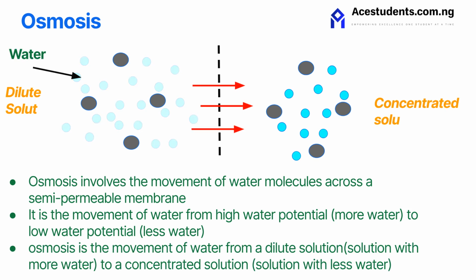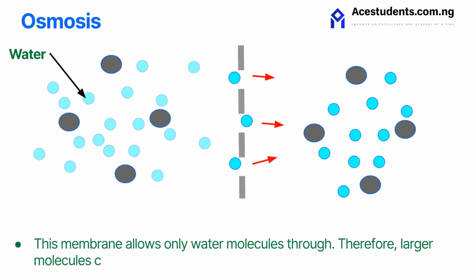We can also describe this as the movement of water from a dilute solution, which has more water, to a concentrated solution, which has less water. The selectively permeable membrane only allows water molecules to pass through, while larger molecules cannot cross. This is essential for osmosis.